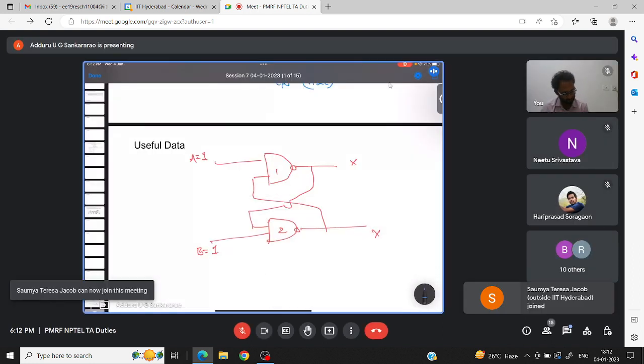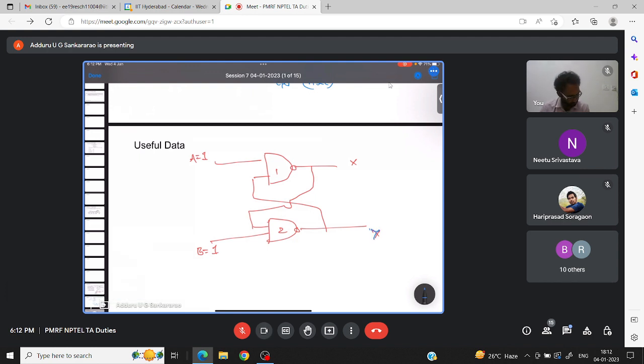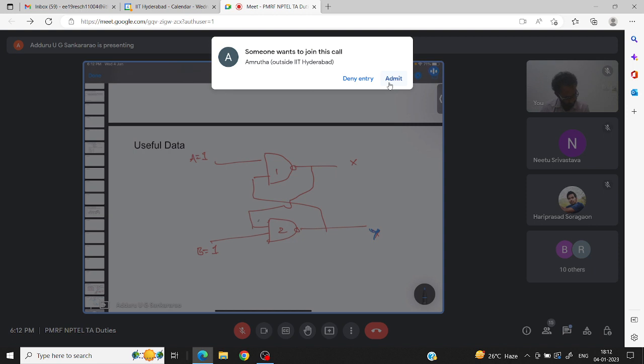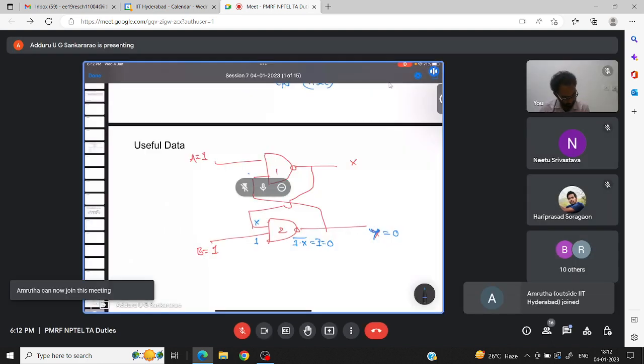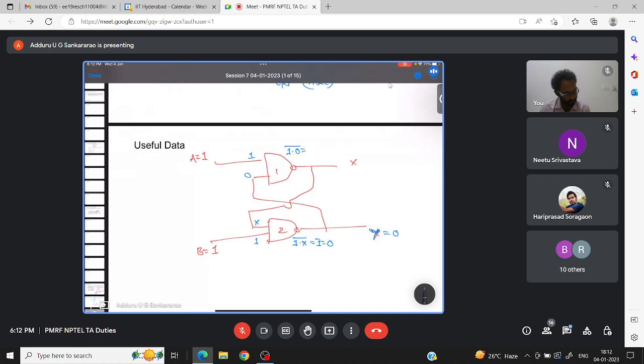Gate 1, gate 2. Assume gate 2 is faster compared to gate 1. When gate 2 is faster, what will happen? First gate 2 will respond. Now for gate 2, what are the inputs? X and 1. NAND gate: 1 whole complement, that is 0. Y is at 0, and Y is going as feedback here. Now A is another input. So 1 dot 0 whole bar, it is 0 bar, that is 1. X equal to 1. Now instead of B, you are replacing with 1 0 1 0 1 0.